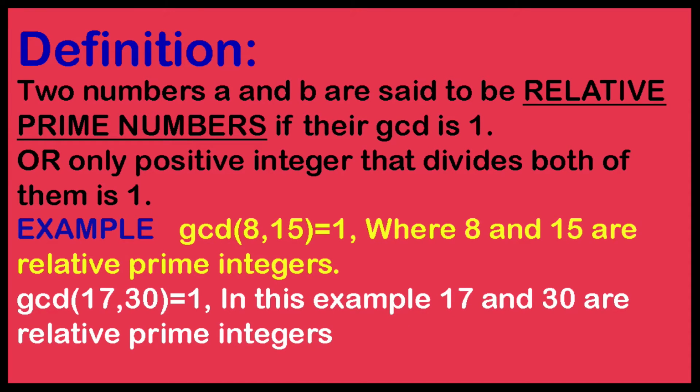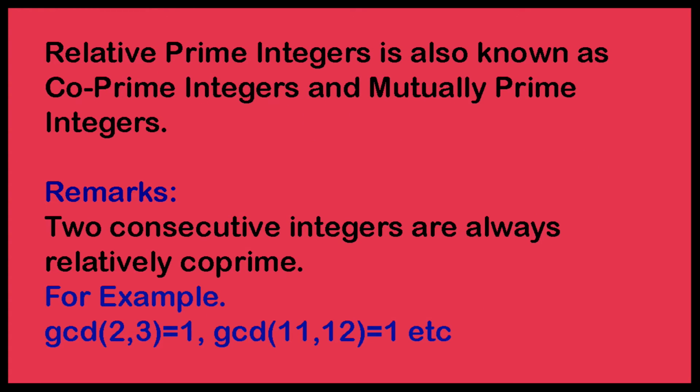Now you have seen in the examples what relative prime numbers are. In the first example, you see that the GCD of 8 and 15 is 1. So 8 and 15 are relative prime numbers. Same as in another example, you have seen that the GCD of 17 and 30 is also 1. So 17 and 30 are relative prime integers. Relative prime integers are also known as co-prime integers or mutually prime integers.